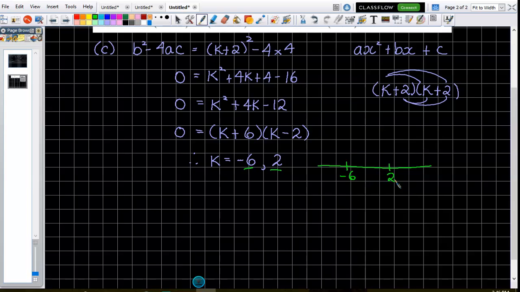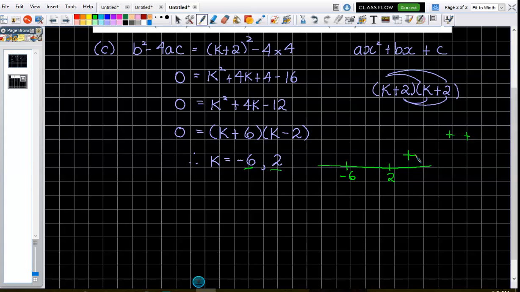We pick a number beyond 2 and we go 10. I'm choosing 10. You can choose whatever number. I go 10 plus 6. You can work it out if you want to, but all I care about is its sign. It's positive. 10 plus 6 is positive. What's 10 take 2? Positive. What happens when you have a plus and a plus? You have a positive answer.